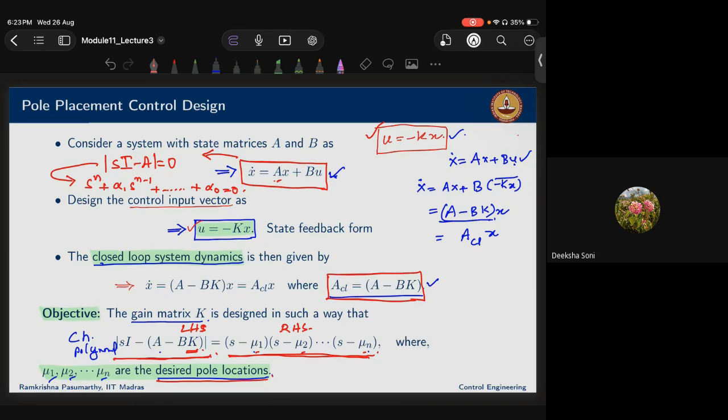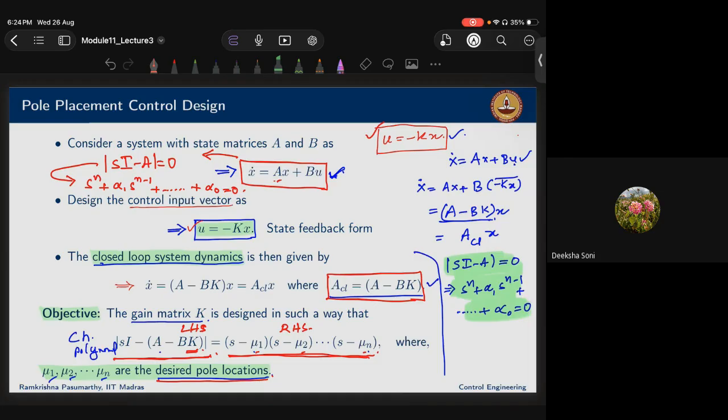Now, if this is given to us, x dot is equal to Ax plus Bu. If you take this det(sI minus A) equal to 0, we will get one polynomial as s^n plus alpha_1 s^(n-1), etc., and at last alpha_n equal to 0. So that is our polynomial given the A matrix.